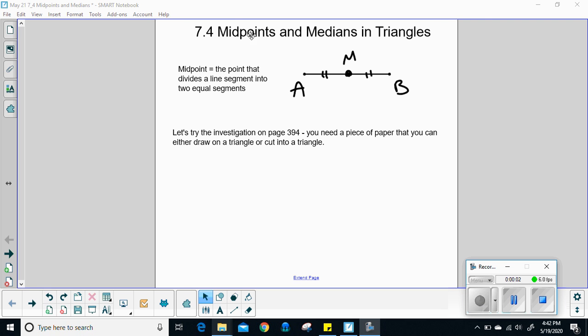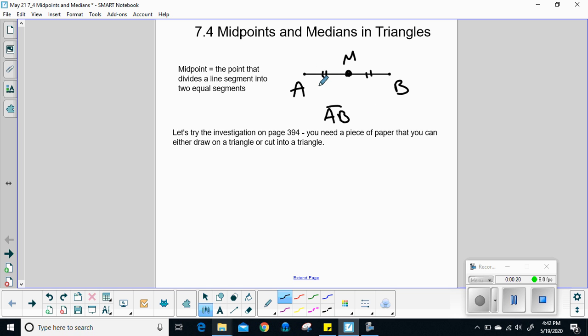Okay, so today's lesson is all about midpoints and medians in triangles. So first off, a midpoint, what's that? Well, that's the exact middle of a line. So I have a line segment here, AB. So my line segment here is AB.